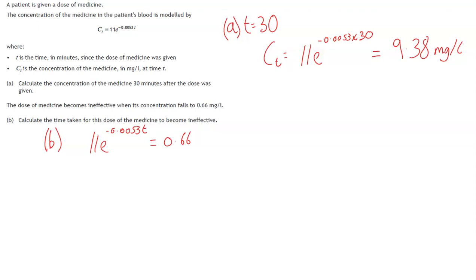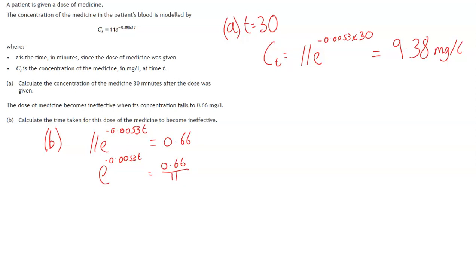So firstly, in order to be able to do it, we want to apply rules of logarithms. Now, to be able to do that, we don't want any coefficients of our exponential there on the left-hand side. So the first thing we always do is get rid of the coefficients. So if I divide both sides by 11, I get e to the negative 0.0053 t equals 0.66 divided by 11.